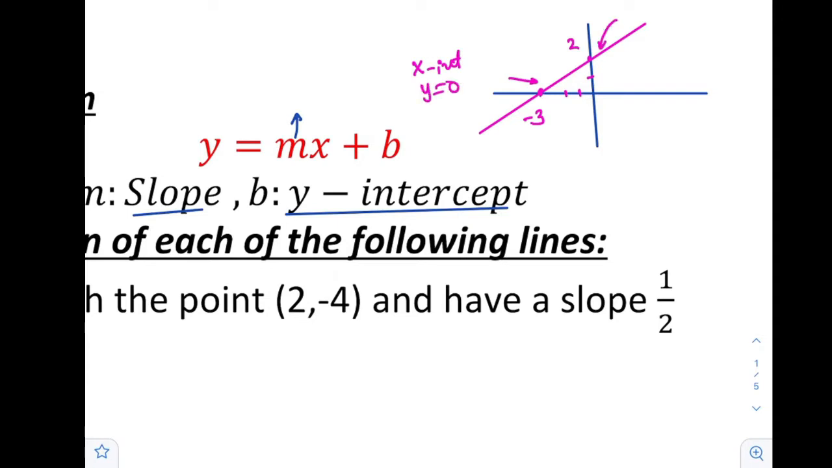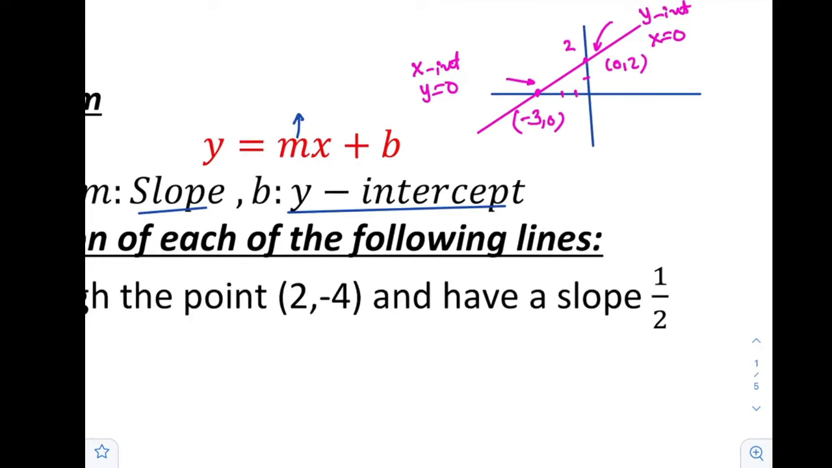And this 2 is called the y-intercept. And usually the y-intercept is where x is 0. So this is the point (0, 2), which represents the y-intercept, and this one, (minus 3, 0), represents the point where the line crosses the x-axis, which is the x-intercept. In this equation, we are not using the x-intercept, only the y-intercept. So b represents the y-intercept.